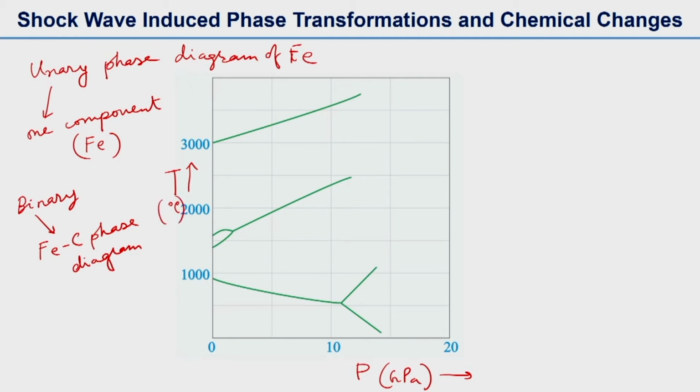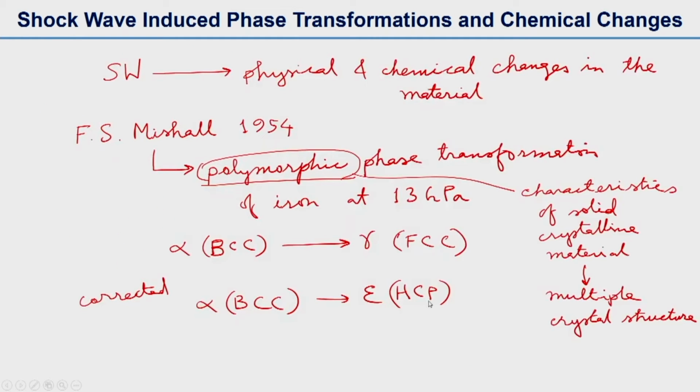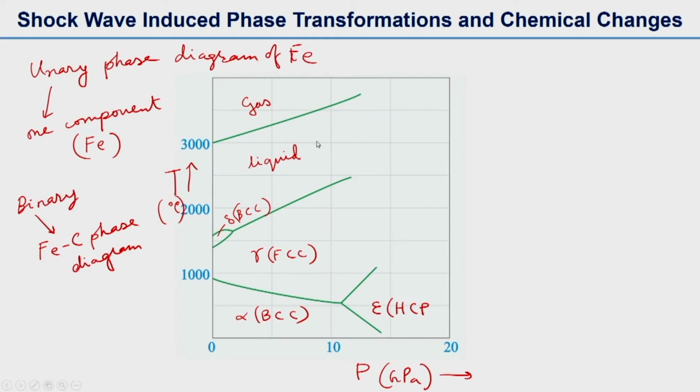At very high temperatures, iron will be in the gaseous phase, and then above, let's say, 3000 degrees Celsius it will be in the liquid state. In these smaller portions it will be in the delta phase, which is BCC, and in this region the gamma phase, which is FCC. At room temperature we get BCC, which is called the alpha phase, and at very high pressure it will be the epsilon phase, HCP. The earlier reports by F. H. Michel stated the transformation from alpha to epsilon phase, and we can clearly see it from the unary phase diagram.